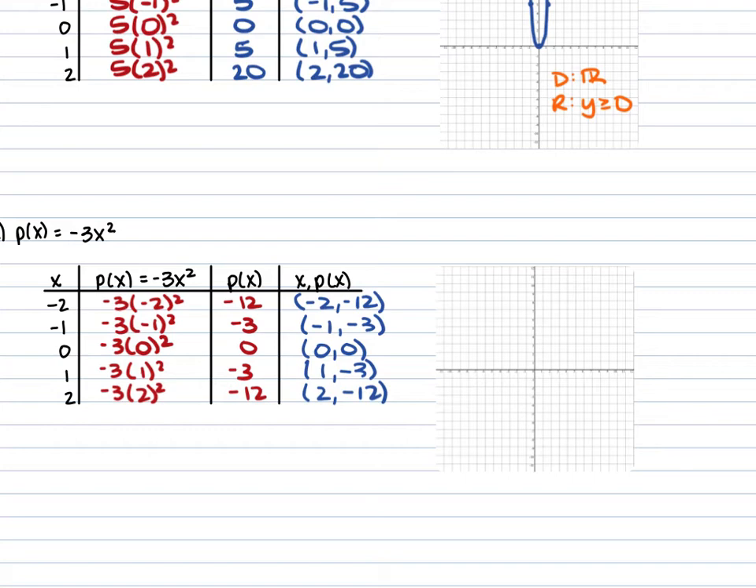So -2, -12 is here. Then we have -1, -3, I'm sorry, it's here. 0, 0, 1, -3, and 2, -12.